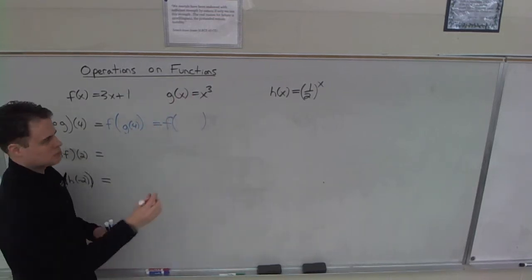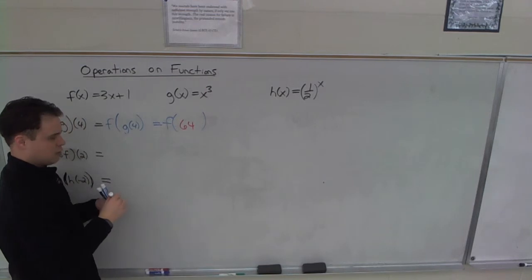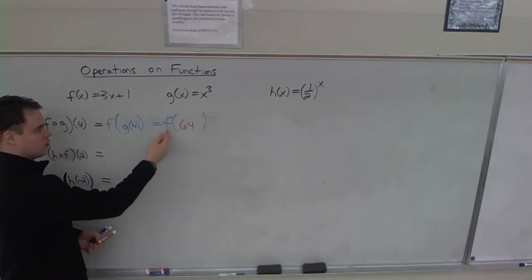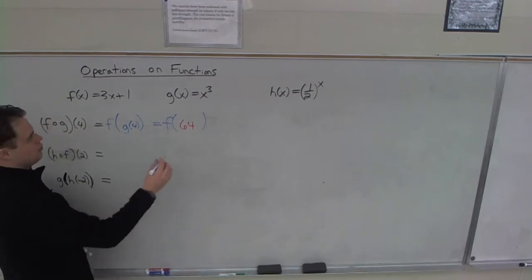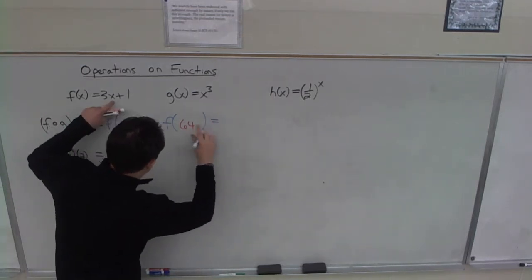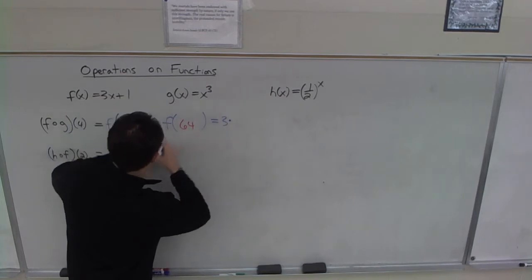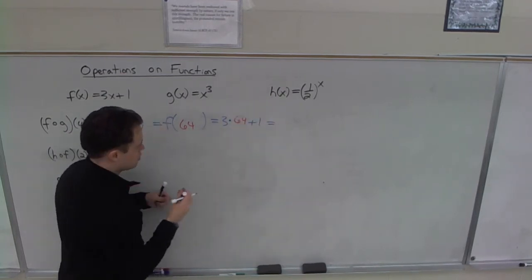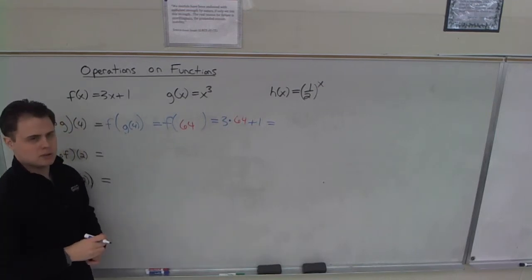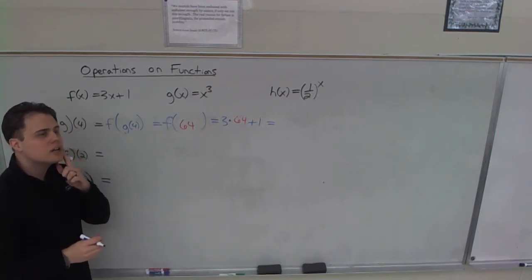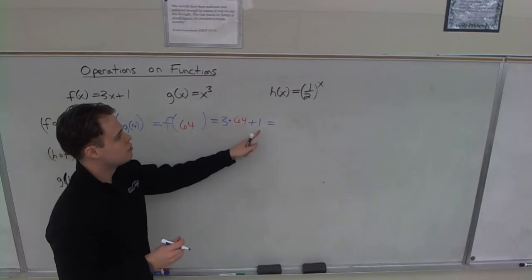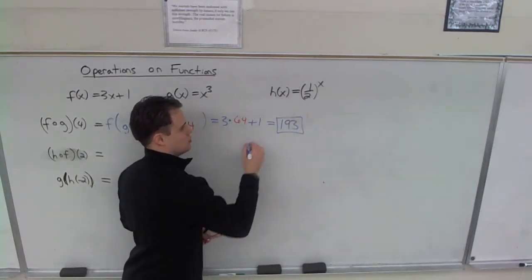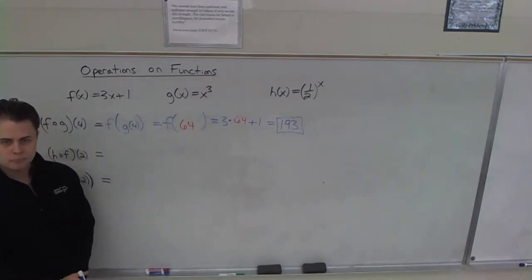What's 4 cubed? 64. And now that notation tells you what to do next, right? It's all notation. 64 now goes into f. So we're going to take that and drop it over here. 3 times 64 plus 1. Might need your calculator. 3 times 6 is 18, so 180 plus 12 plus 1. 193. Use your calculator there, though, yeah?